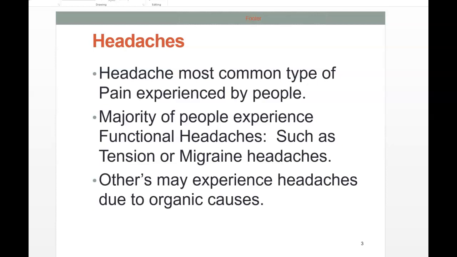Headache is the most common type of pain experienced by people. The majority of people experience functional headaches, such as tension or migraine headaches. Others may experience headaches due to organic cause.